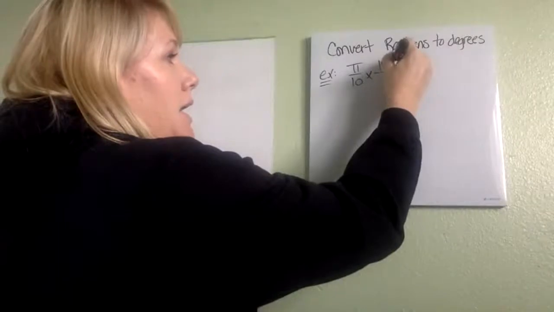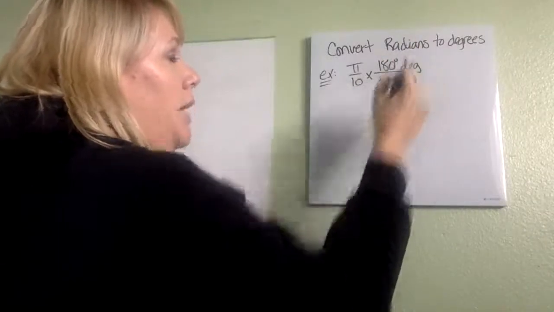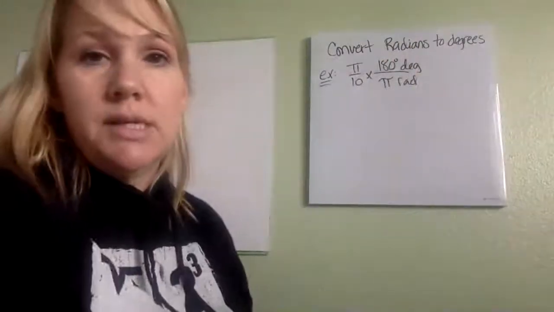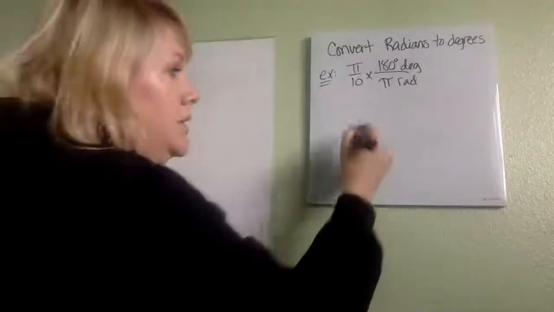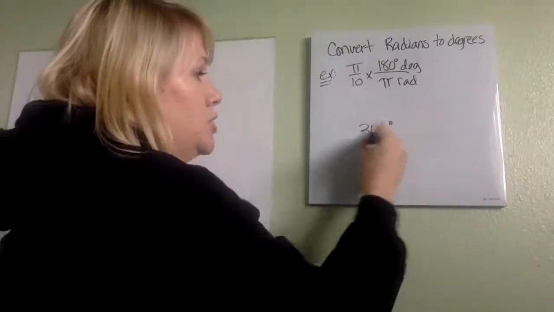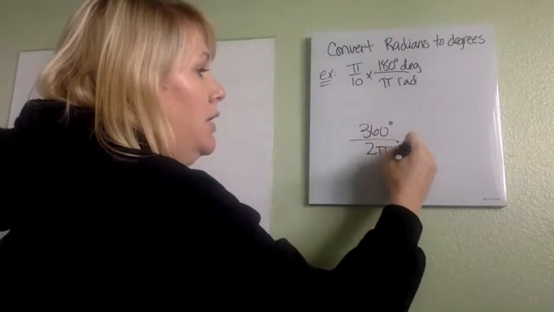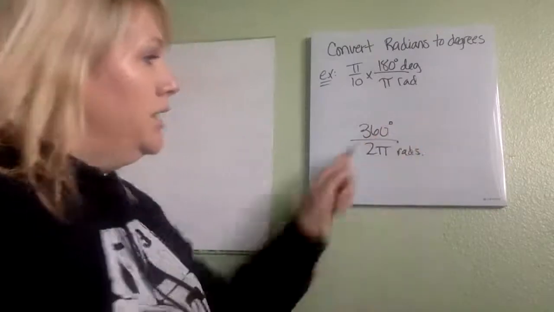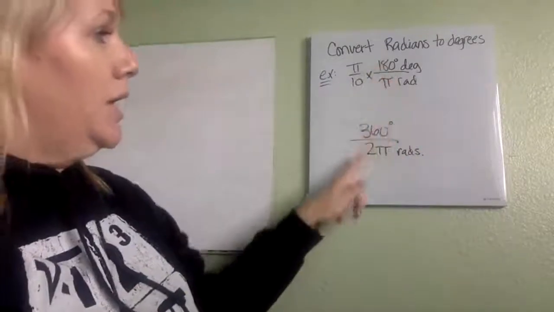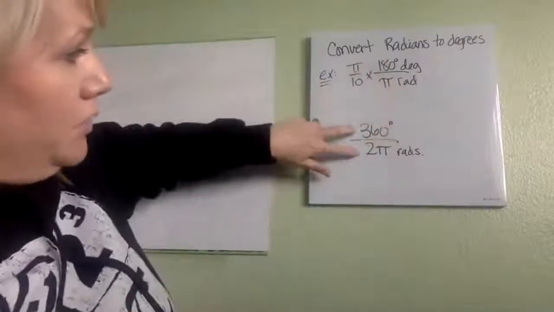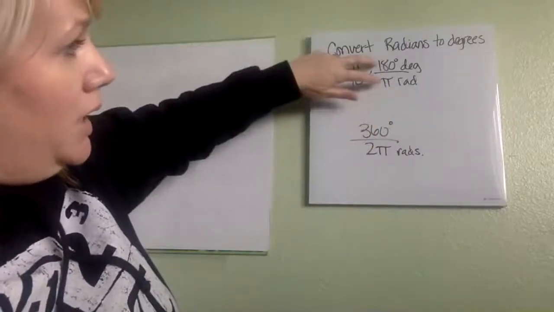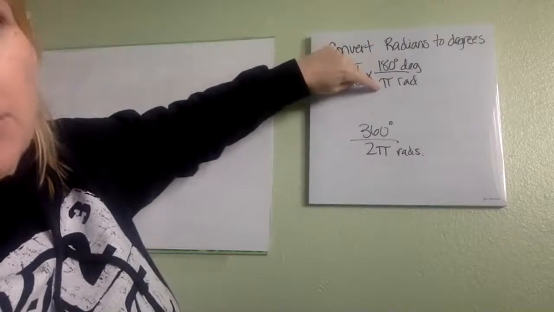Degrees, 180, and radians, pi. Now, I could use 360 and 2 pi, right? 360 is a degree measurement equivalent to 2 pi radians. Now, this is the same as using pi over 180. They're equivalent values, 360 and 2 pi, 180 and pi. This is the simpler fraction, so let's use that one.